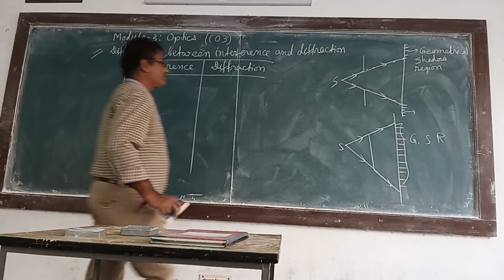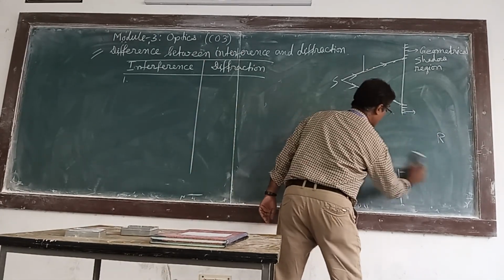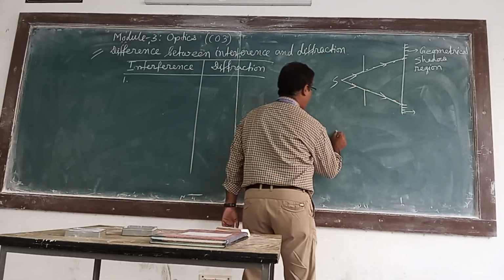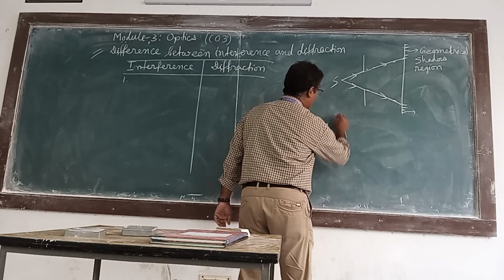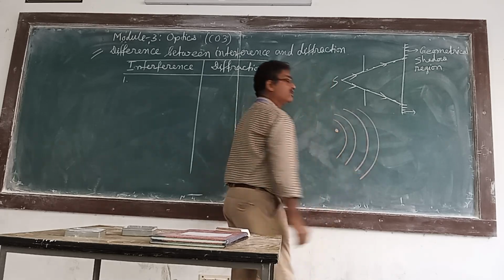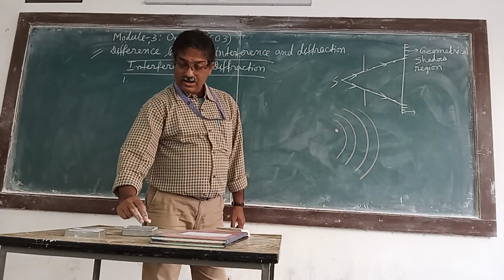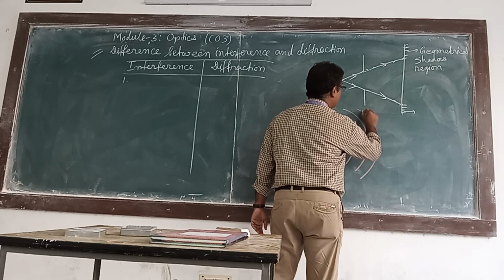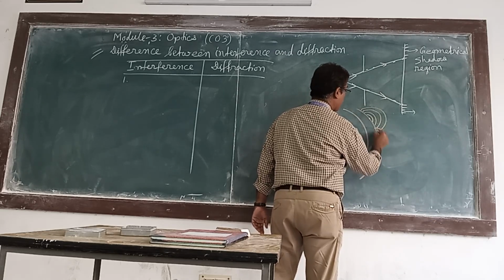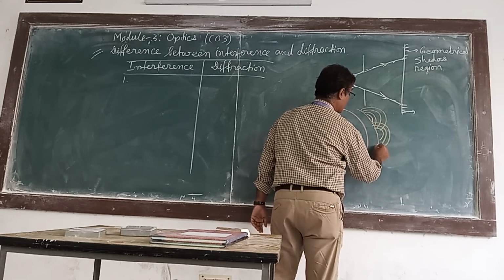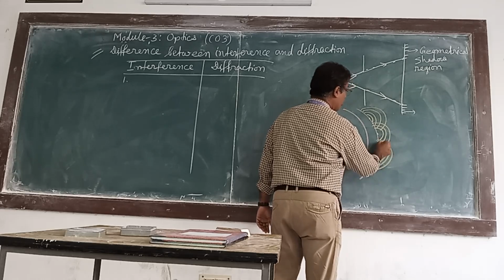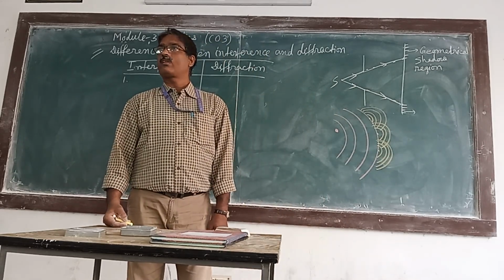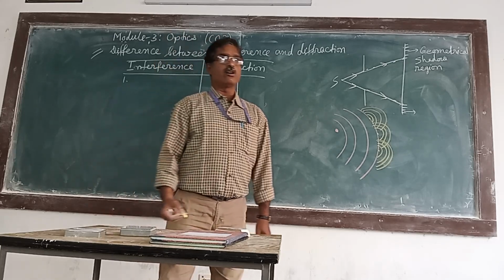That means if this is the source of light, then we get wave fronts like this. This is the wave front, and from this one wave front, the same wave front, these are the wavelets. When we get the superposition of these wavelets, then we get the diffraction, from the same wave front.